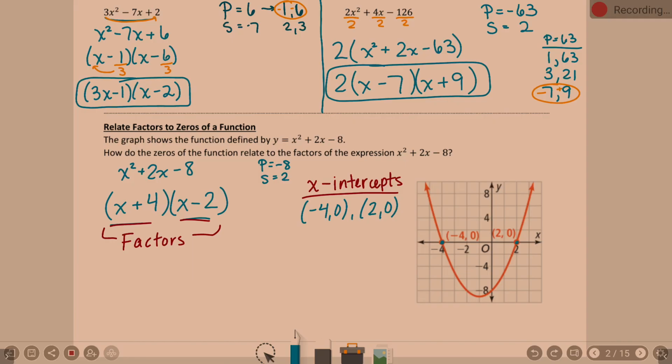Now, with that in mind, when we look at the factored equation, y equals x plus 4 and x minus 2, what happens when you put those x values into the equation? It's going to cancel out and your equation is going to work out to be 0, yes? And so I want to put that in writing.